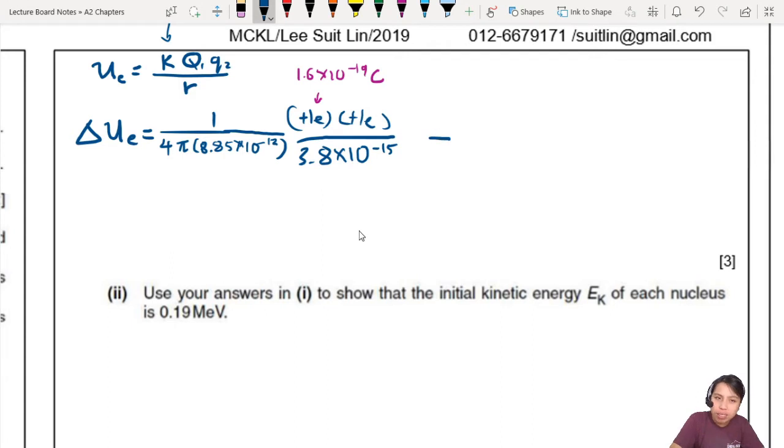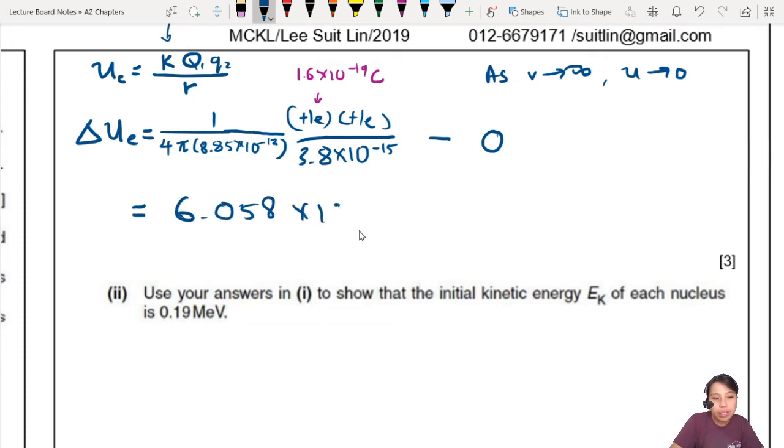The initial one is 0 because imagine R is very, very big. So I'll just write a note. As R approaches infinity, Q is kind of near 0. Pretty much somewhere there. Negligible, we say. So that will give us a value, if you press the calculator correctly, 6.058 times 10 to the negative 14. But your final answer, you could round it off to 2 or 3 SF.